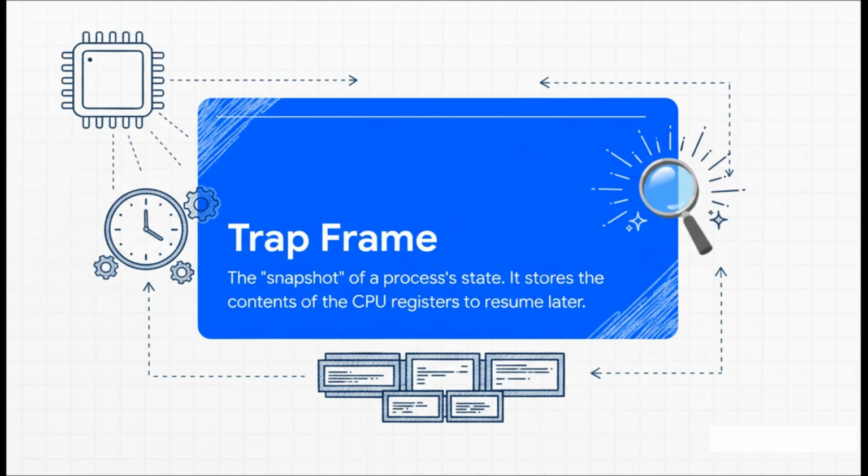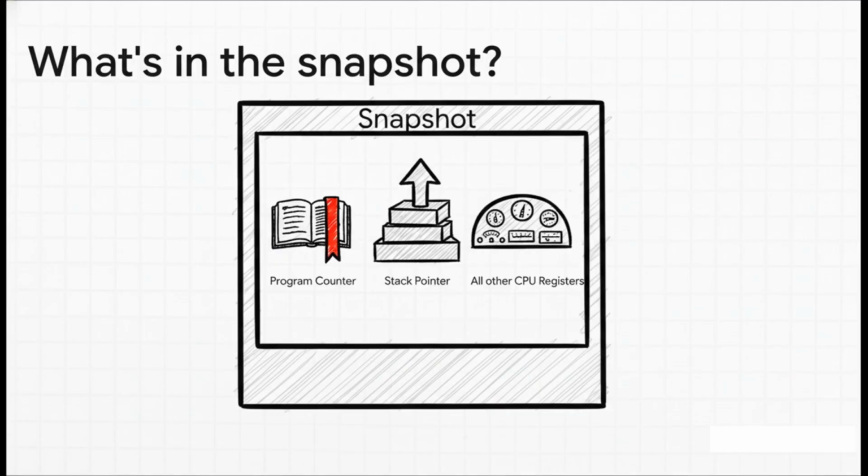You can kind of think of it like a save state in a video game, perfectly preserving everything about the process while it's paused. The trap frame holds everything the OS needs to restart that process later, as if nothing ever happened. It knows the exact line of code it was on, that's the program counter, and exactly where it was in its memory, that's the stack pointer. It's a perfect freeze frame of that process's entire life at that exact moment.